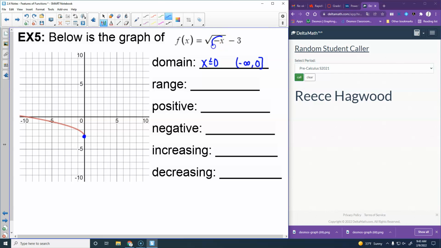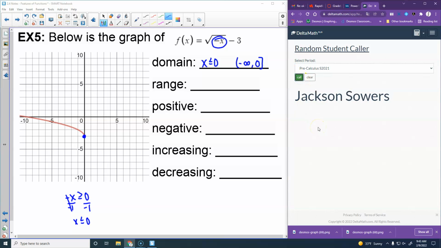Remember, for that, you can also take what's under the square root and set it greater than or equal to 0. But when you have to divide by that negative to get rid of it, what do you have to do to the sign? You got to flip that inequality sign. So it would make it less than or equal to 0, which is what we said. All right.